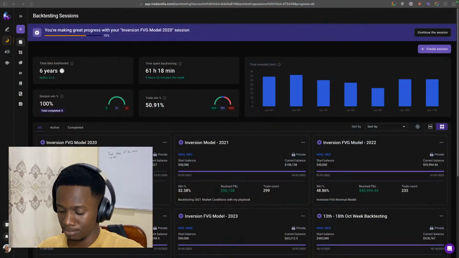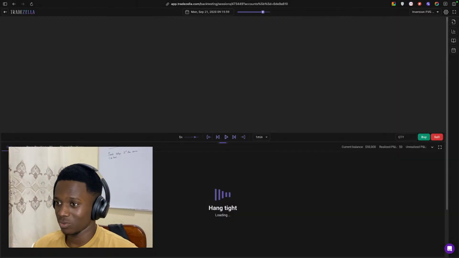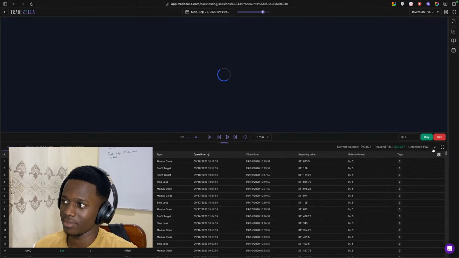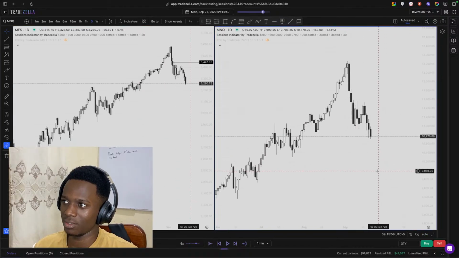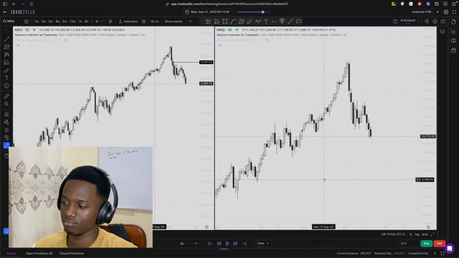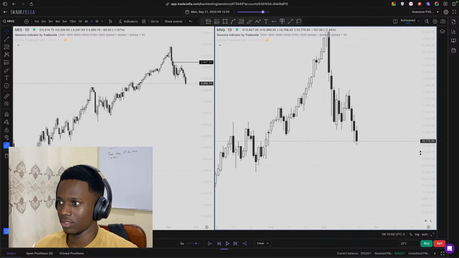Okay, so as we've been doing, this session will continue with that session, this inversion model 2020. So far, the model looks to work seamlessly in this New York session. I would like to see how it works during the London session. Yeah, now we are on a new day open.